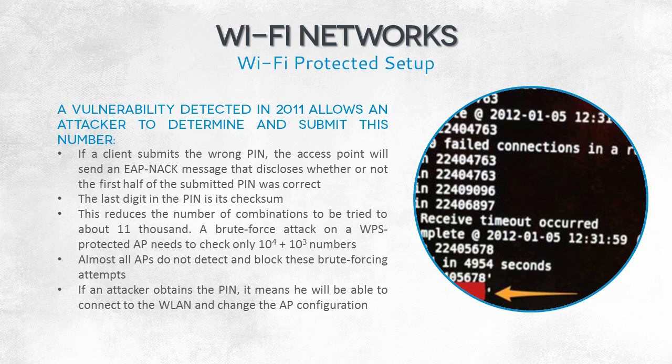What can we do as users to enhance the security of our home networks? Since this is a problem that relates mostly to home networks, we need to disable the Wi-Fi Protected Setup entirely. By taking a few minutes to manually configure access points, we do a lot to improve the security of our networks.